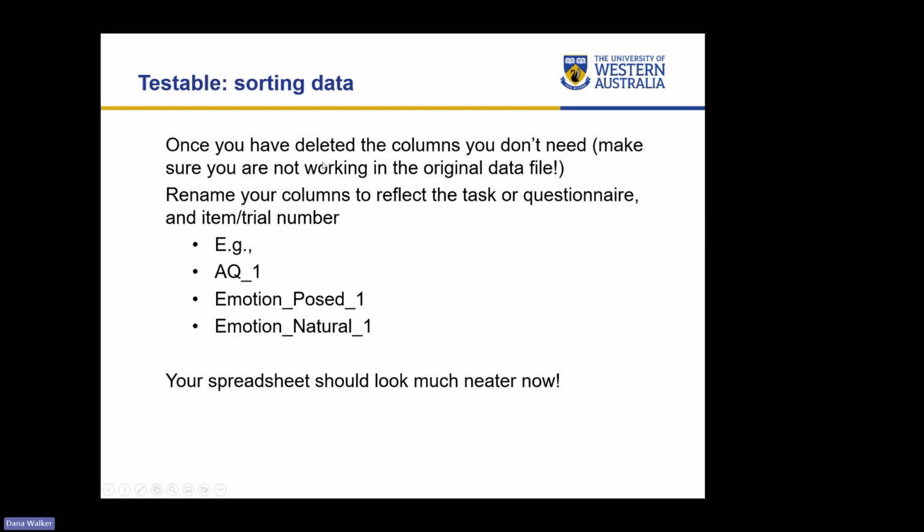So what you're going to do is once you've deleted the columns that you don't want, you'll need to rename your columns. You're not going to leave it as row 57 underscore correct, right? So you need to rename them. You can talk to your supervisors about what might be easier, or they might just say, listen, name them what you think is logical. I like to use the task name and then the trial number. So in this case, it's AQ_1, meaning the AQ question 1.